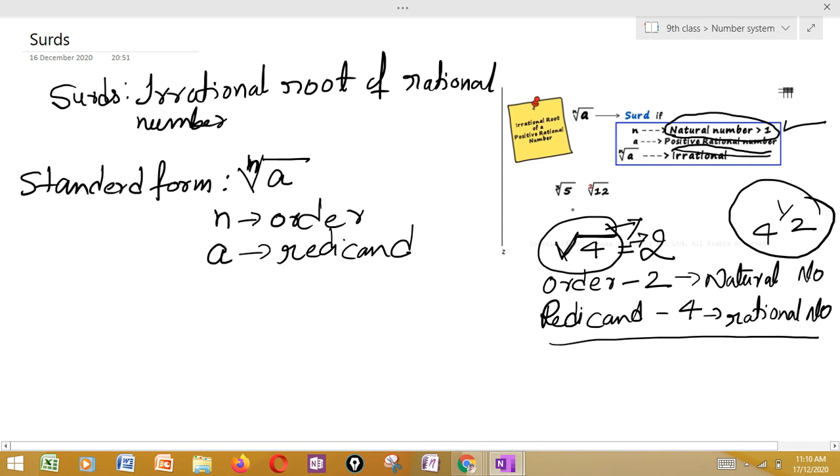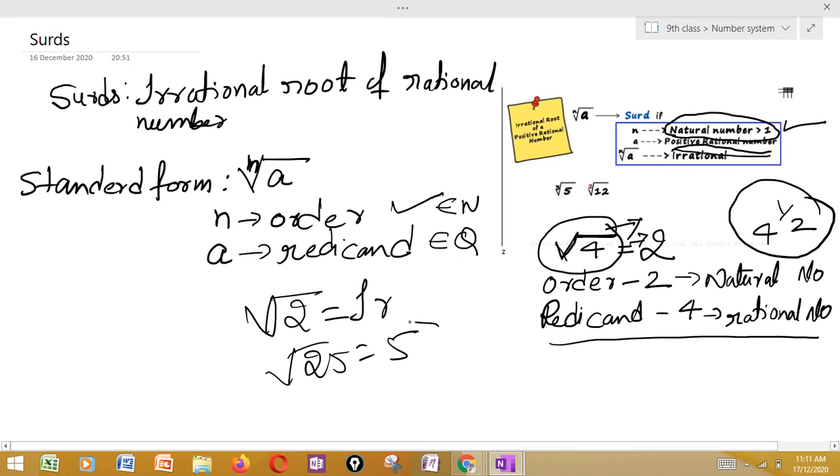And here I have told you that it should obey three conditions. Which are those three conditions? The first two: the order should belong to the natural numbers, and the radicand should belong to the rational numbers. And the third condition is, when you take the square root of such a rational number, the result should be an irrational number. Suppose the result is a rational number, then it is not called a surd. This is not a surd. I hope you are getting an idea.